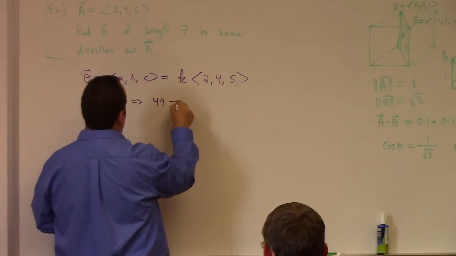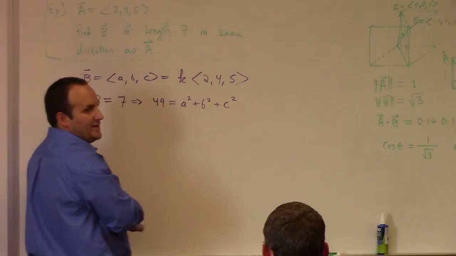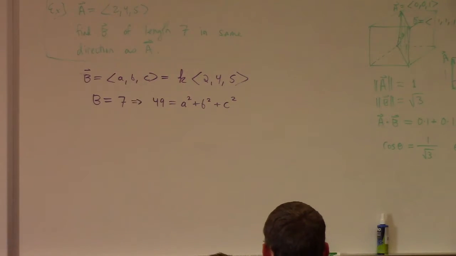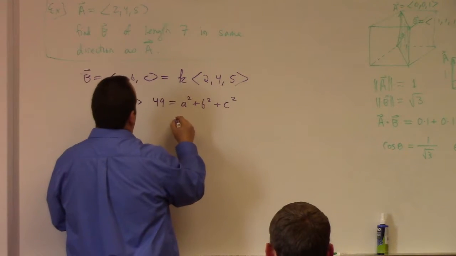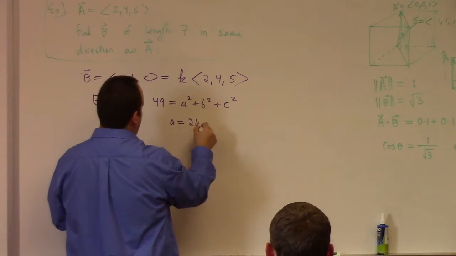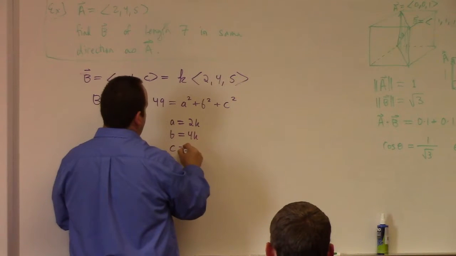Yeah, exactly. So 49 is A squared plus B squared plus C squared. I like to think about the square of vector length. It's often easier, because I'm just going to square that square root eventually. And what else do we have? We have this equation. We also have A is equal to 2K, B is equal to 4K, and C is equal to 5K.